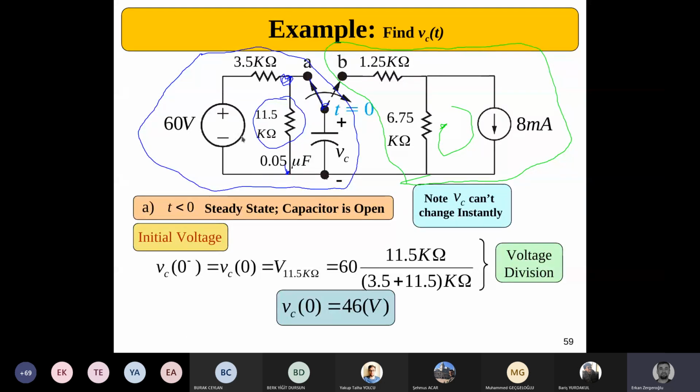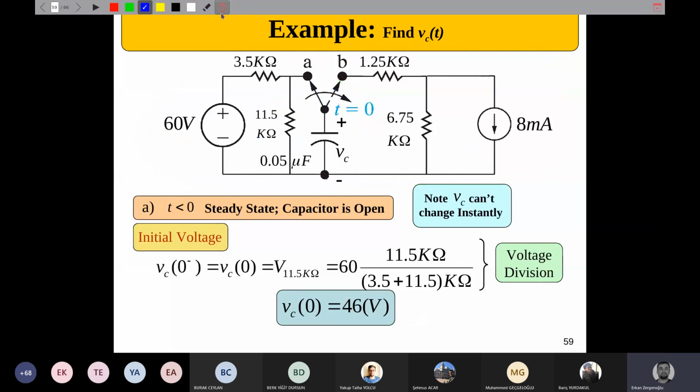Anyway, let's try to calculate that. In order to calculate that, it's simple voltage division. The voltage of the source, 60 volts, will be divided between these two resistors. Voltage division means you multiply by the resistor that the voltage is across, divide by the total resistance, and multiply the whole thing by the value of the voltage source. So VC at time 0 is about 46 volts. We'll use that value in the second part of our analysis.